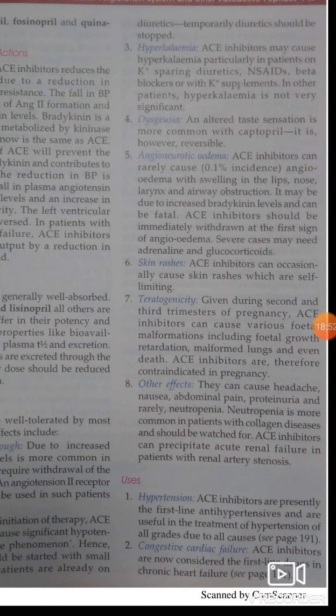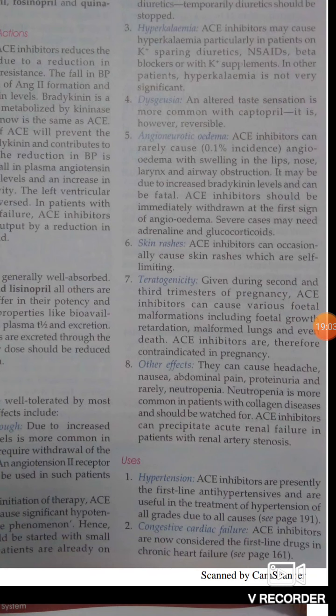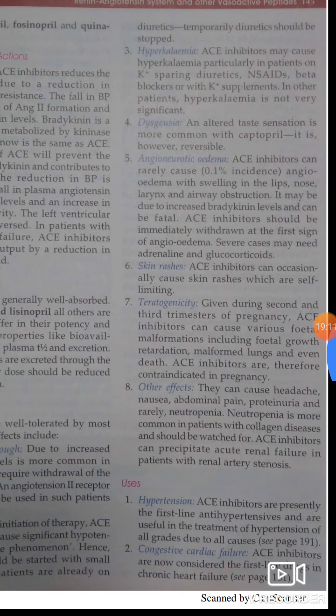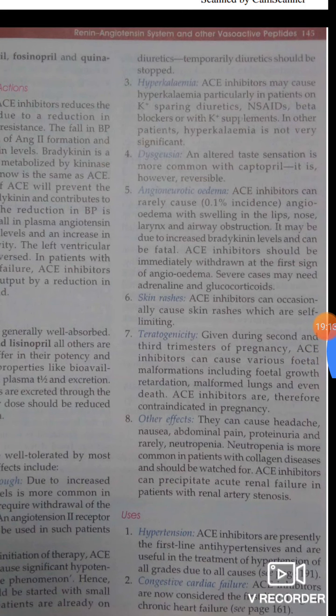It is a symptom of altered taste sensation, which is common with captopril, right? But it is generally reversible. So if you discontinue the drug, then your taste sensation will resume.